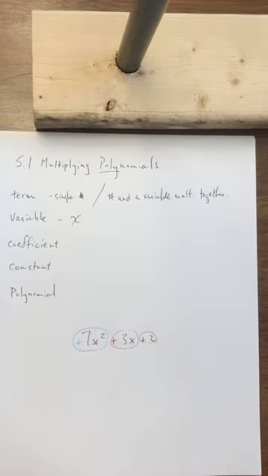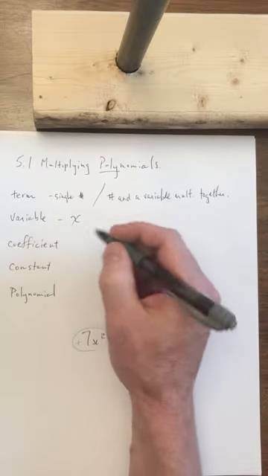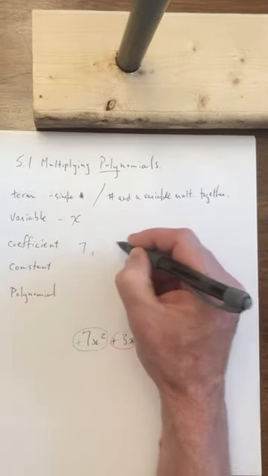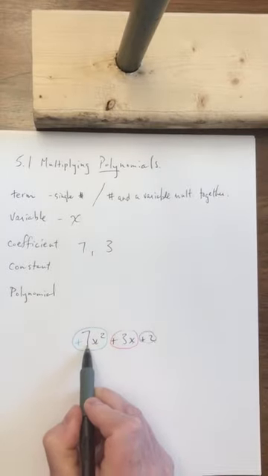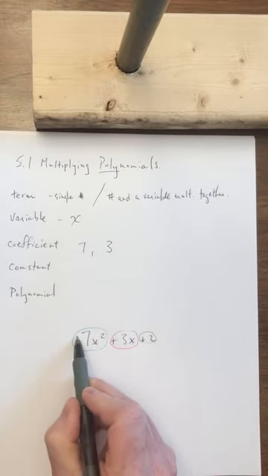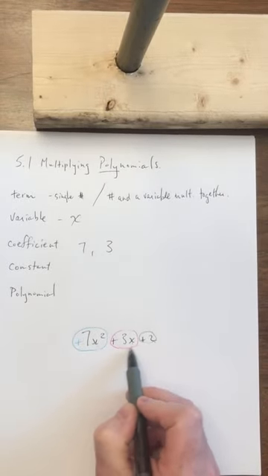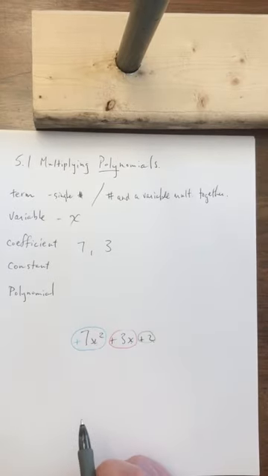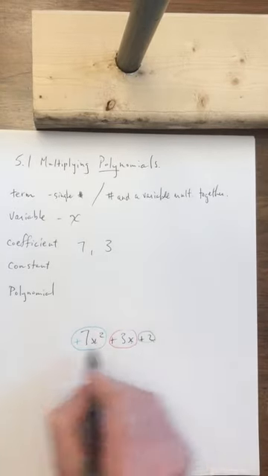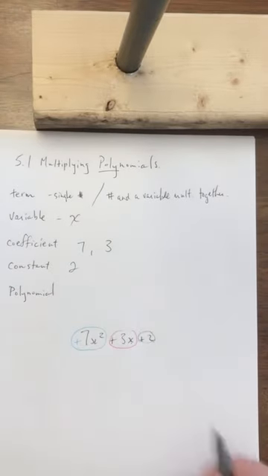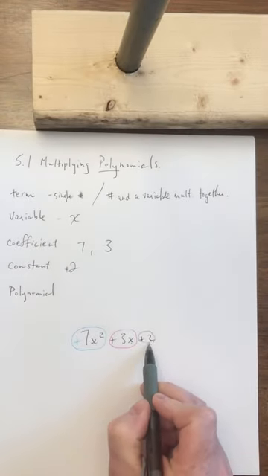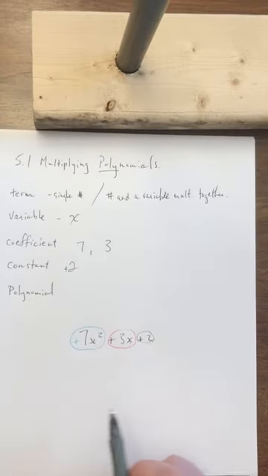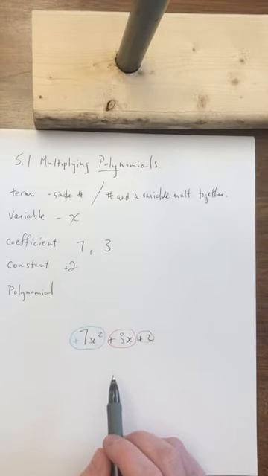When we're talking coefficient, we have 2 coefficients here. We have 7 and we have 3. So 7 is the coefficient in this term. 3 is the coefficient in this term. We do have a constant in this polynomial. That constant is 2 or plus 2, and that's what we're talking about right here. So this term is a constant as well.